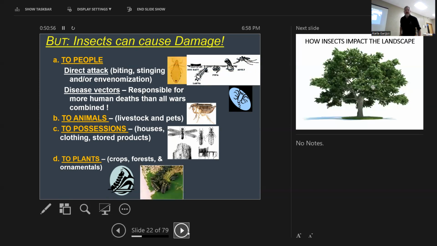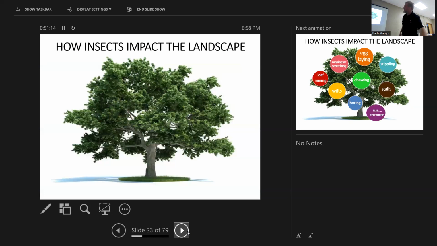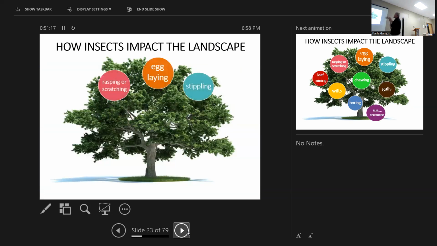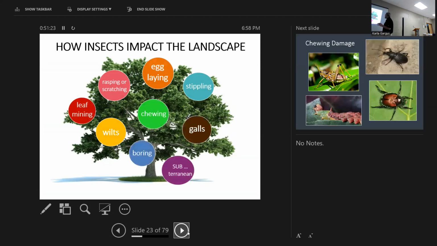Insects that are damaging plants, whether that's crops, forests, ornamentals. If there's a plant, there's at least several insects that feed on it. It's just part of the process of plants evolving on Earth and insects adapting to them and feeding on them. So we have to deal with those in many different ways because they can cause trouble by rasping or scratching, laying eggs, producing wilting in the plants, chewing, producing galls, kind of nasty looking galls, stippling them, boring into the trees, leaf mining, chewing, and doing all sorts of different kinds of damage to the things that we hold valuable, at least.